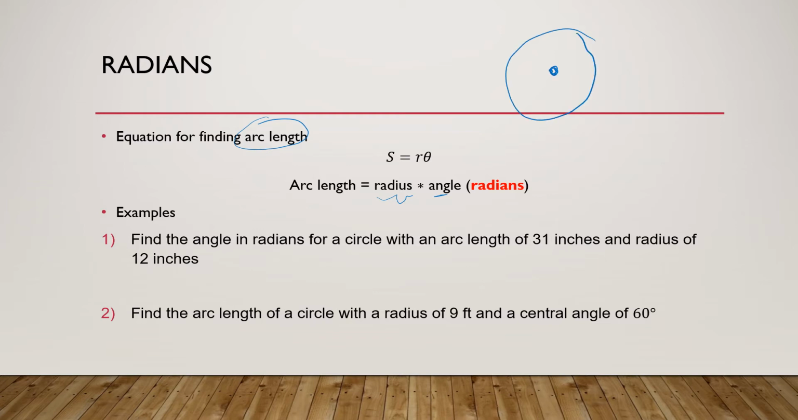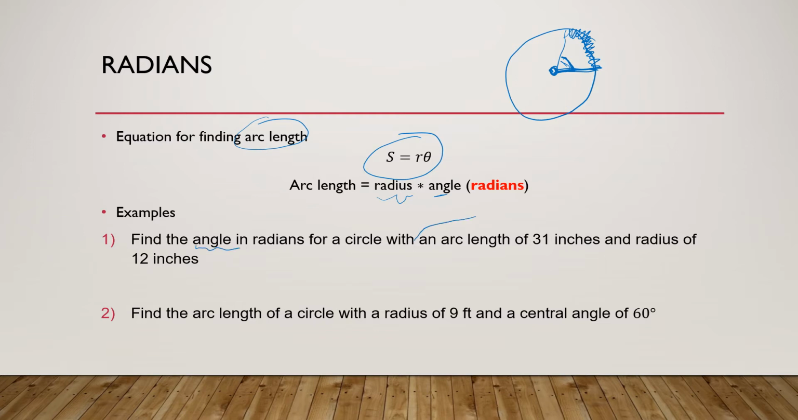so here's my circle, there's the center. If this is what I'm trying to find the measurement of, the central angle that corresponds with that arc is what we're talking about with this angle right here. We want that angle to be measured in radians, right? And simply multiplying the length of the radius times this angle, we'll find the length of this side. So one example here, we're finding the angle for a circle.